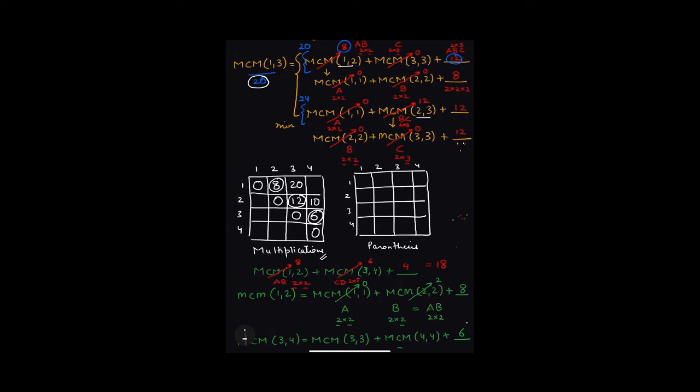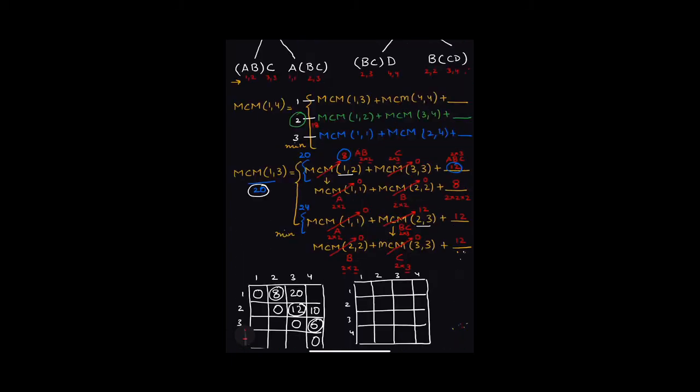So now I have to find the value of 1 comma 4. You can see the value of 1 comma 3 was 20 and the value of 4 comma 4 is 0. The matrix ABC was having a dimension of 2 cross 2 cross 3 and the matrix D was having a dimension 3 cross 1. So the total number of multiplications we got was 6 and the total cost was 26.